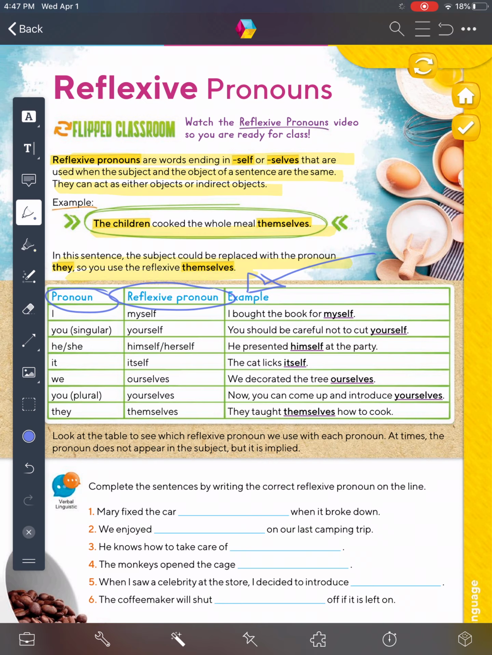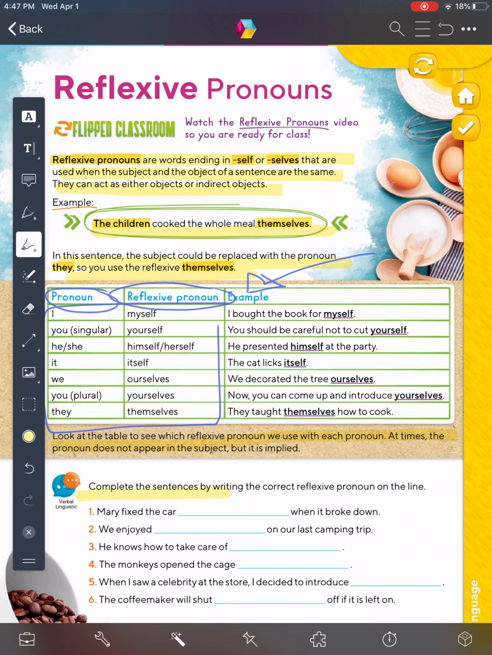Now, my advice for you is, besides understanding the concept, of course, to memorize all of this. That's the only way. There's not a rule to make a pronoun a reflexive pronoun. You just have to memorize them, okay? So that's something you will have to do at home. Now, look at the table to see which reflexive pronoun we use with each pronoun. At times, the pronoun does not appear in the subject, but it is implied.